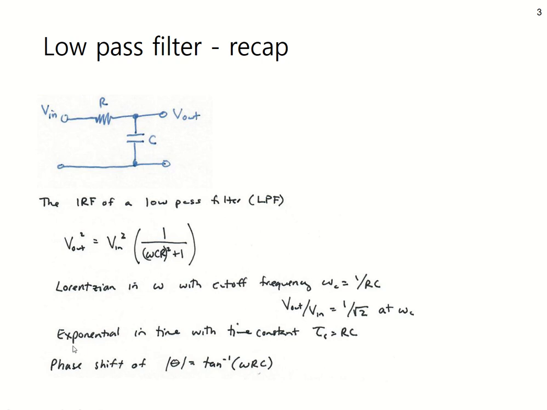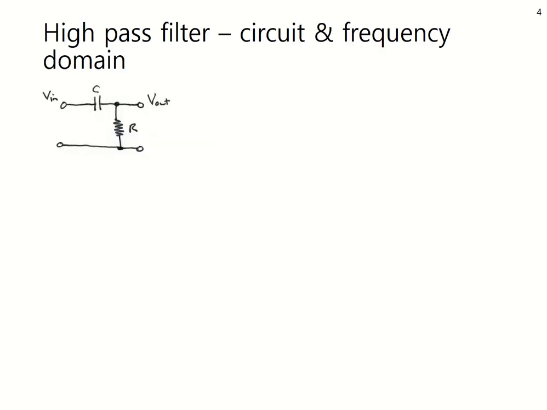So in the time domain, our instrument response function is an exponential decay with a time constant that's inversely related to our frequency cutoff. And then finally, we also went over the phase shift equation as well. So that's a quick recap of our lecture from last week. So let's get into the new material of looking at the high pass filter.